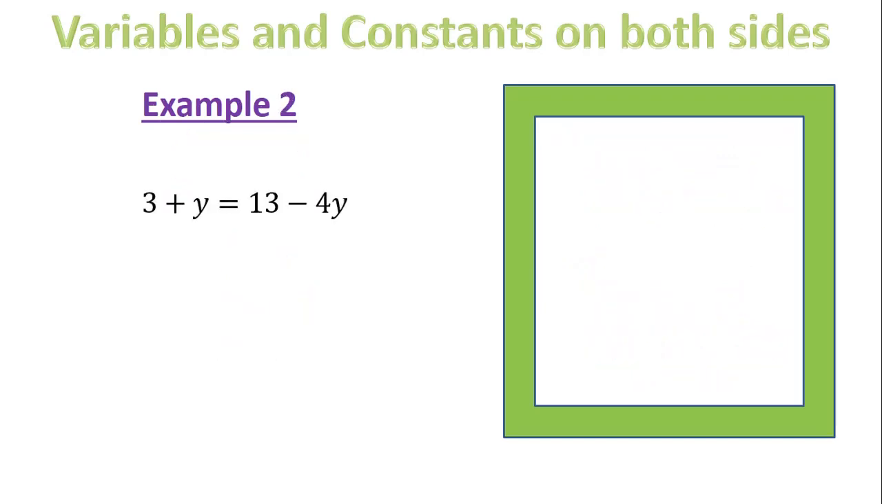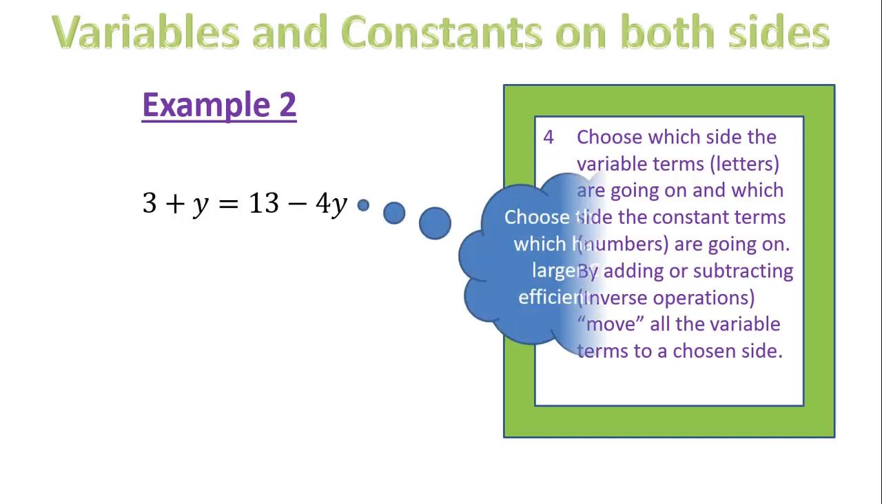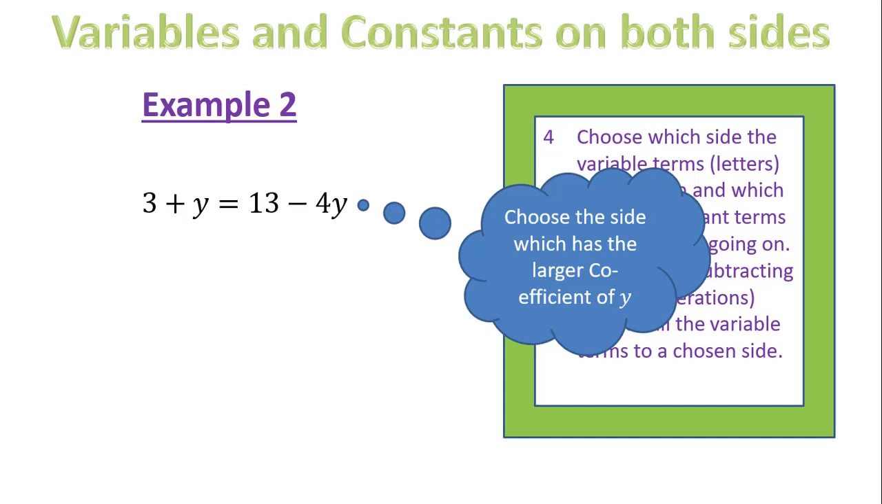Example 2. 3 plus y equals 13 minus 4y. Step 4 and step 5 that we're going to start with. Step 4. Choose which side the variable terms are going on and which side the constant terms are going on. Remember how we do this? We choose the side which has the larger coefficient of y. So, on my left-hand side, my coefficient of y is just 1. On my right-hand side, my coefficient is negative 4.